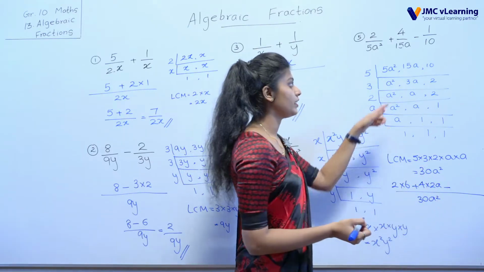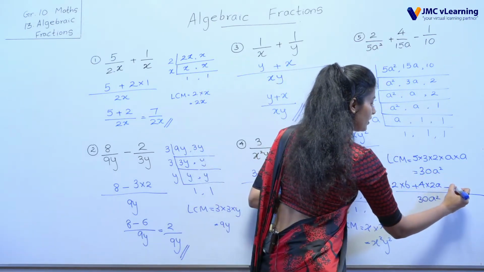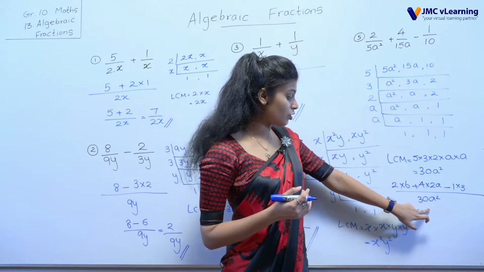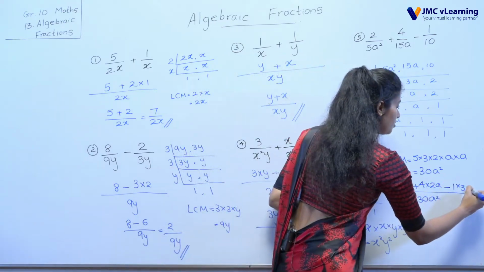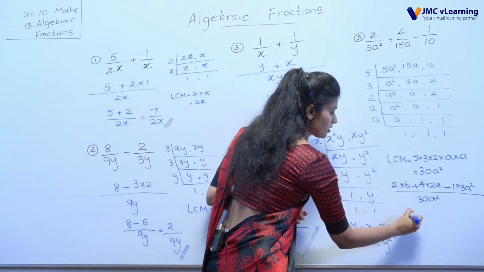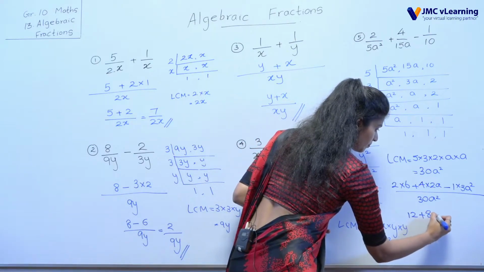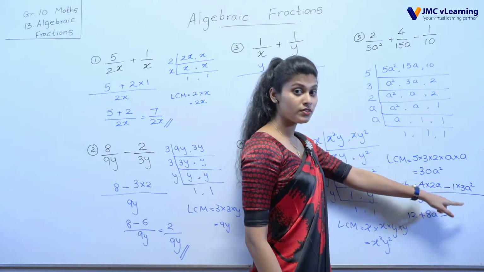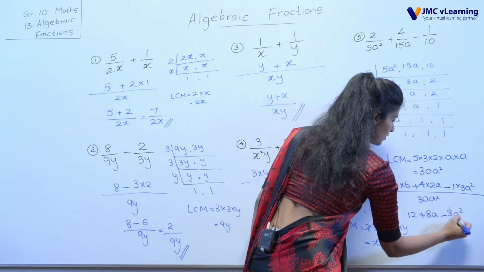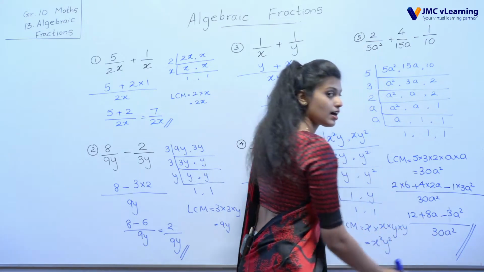Minus, here the denominator is 10. To get 30, you have to multiply this number by 3, and there are no a's, but in this denominator there are 2 a's. You have to multiply it by a squared. Then let's take the final answer. 2 into 6, 12, plus 4 into 2a, 8a, minus 1 into 3a squared, over 30a squared. This is the final answer.